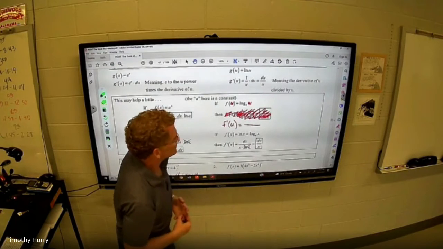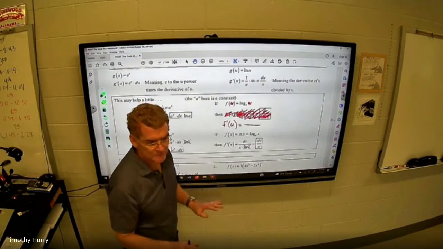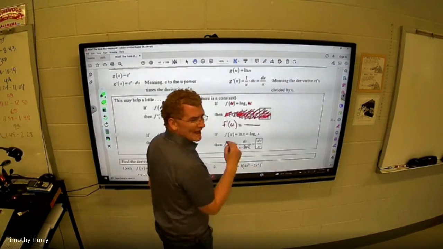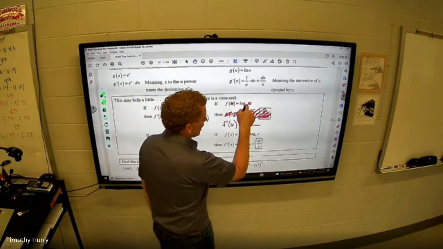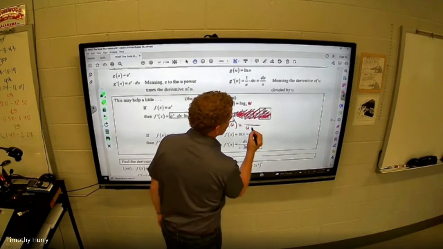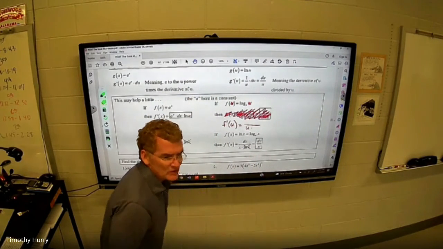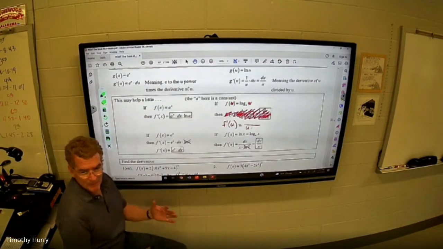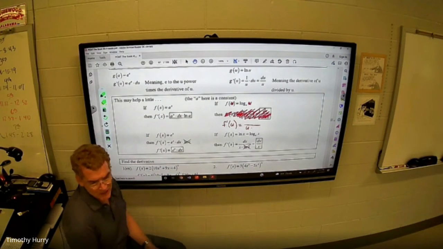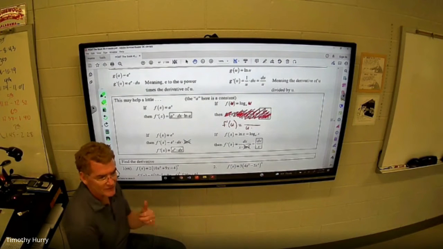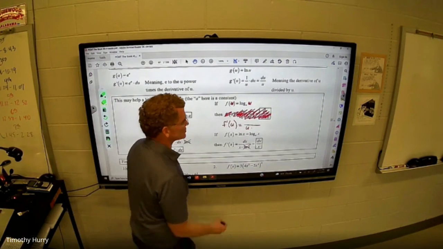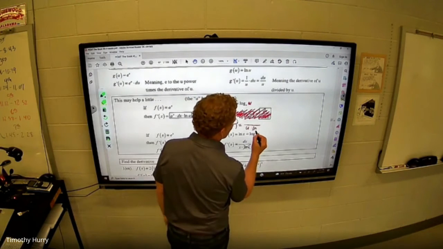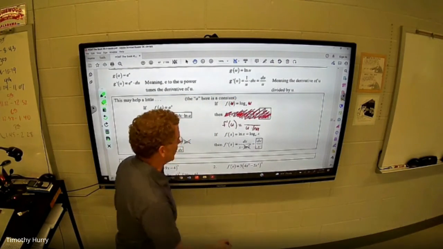So what do I do first based on my log rule? I copy whatever I am logging. Copy that to the bottom. Now, there's one difference here, like there is with a base that's not an e. This is a log that's not a base e. Instead of multiplying by a log of the base, I am going to divide by a natural log of the base. That's the only thing different.